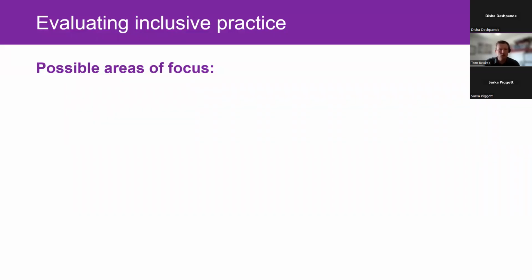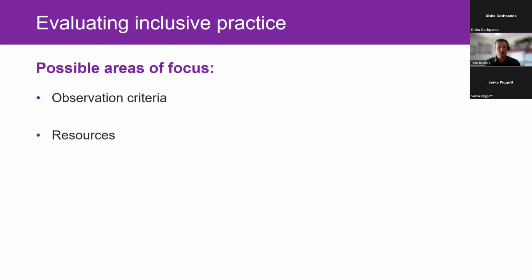The first thing you could do perhaps is look at any observation criteria that are used for evaluation of teaching and learning in your school. So do your teacher observation criteria include reference to linguistically, socially, and academically inclusive practice? And if not, where could you maybe include those?